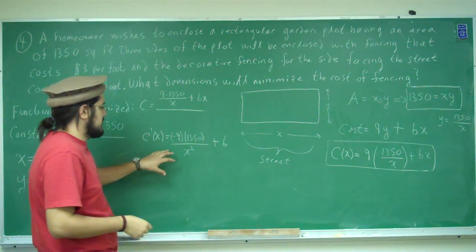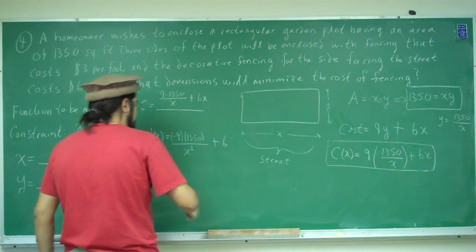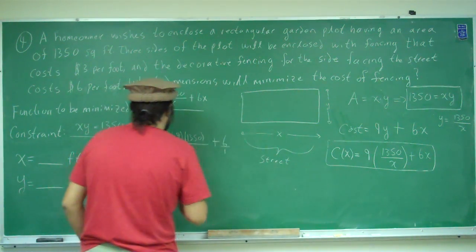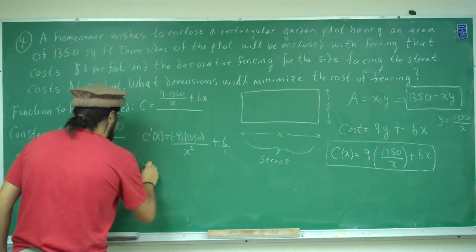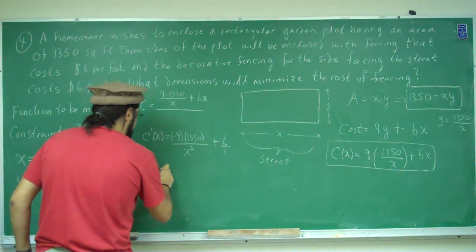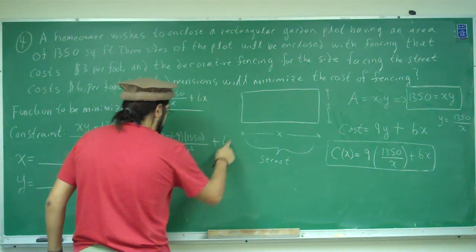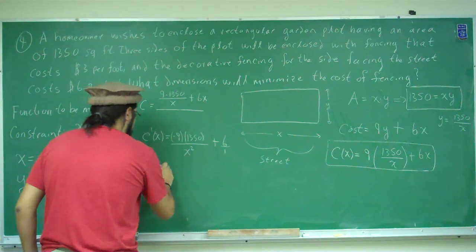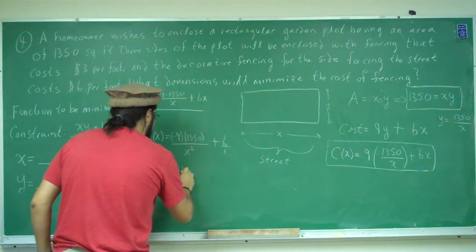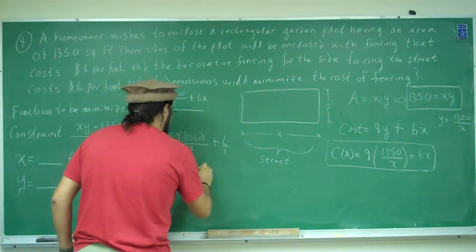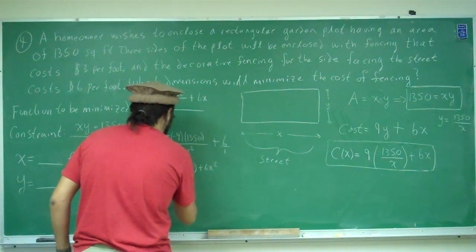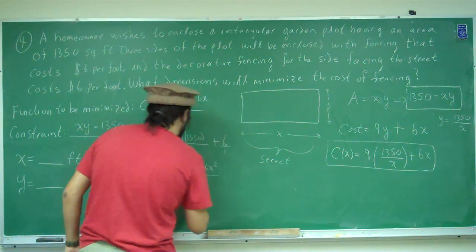Now we want to equate this to 0. Alright, so first what I'm going to do is combine these two fractions. The LCD is x squared, so I multiply this one by x squared. That's minus 9 times 1350 plus x squared, all divided by x squared.